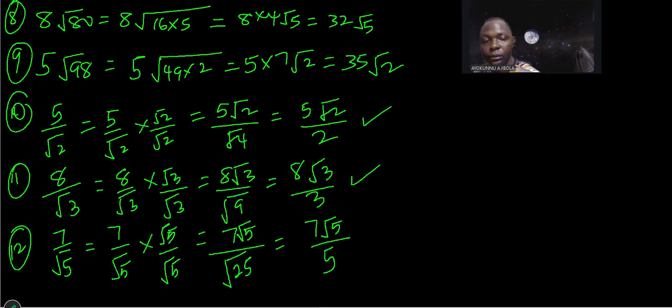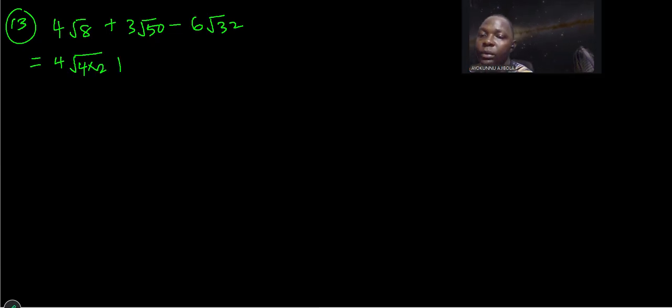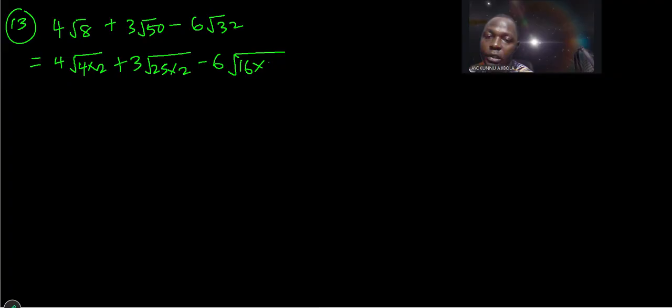Okay, I think we can be given another one that's a long expression, like number 13. If we have something like 4 root 8 plus 3 root 50 minus 6 root 32. Can you hear me clearly? I can. Okay, so this is going to be 4 into 4 times 2 plus 3 into 25 times 2 minus 6 into 16 times 2.